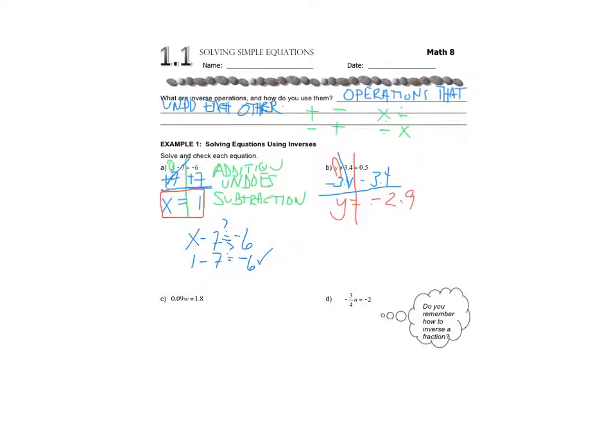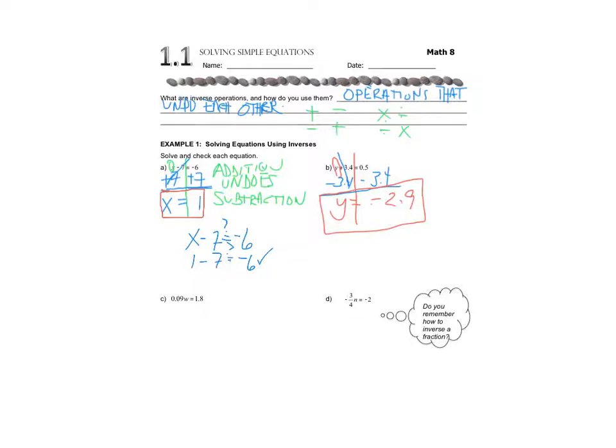Now I won't show the check on this one because we just showed it in the last one. But to show the check, all I have to do is go back into my equation and plug in the y as a negative 2.9 and see if it works. Negative 2.9 plus 3.4, does it equal 0.5? If it does, I have the right answer. If it doesn't, I need to go back and figure out what went wrong. It does work. If I do negative 2.9 plus 3.4, I do get 0.5. Again, that's the great thing about equations. I now know that that's the right answer.